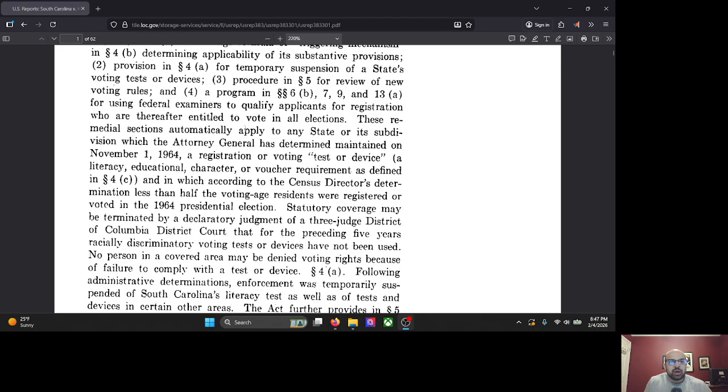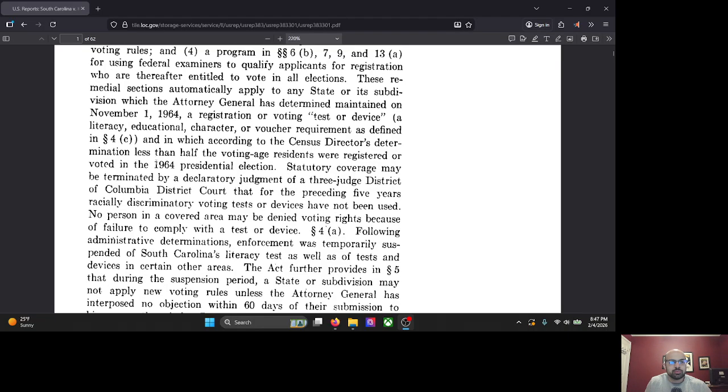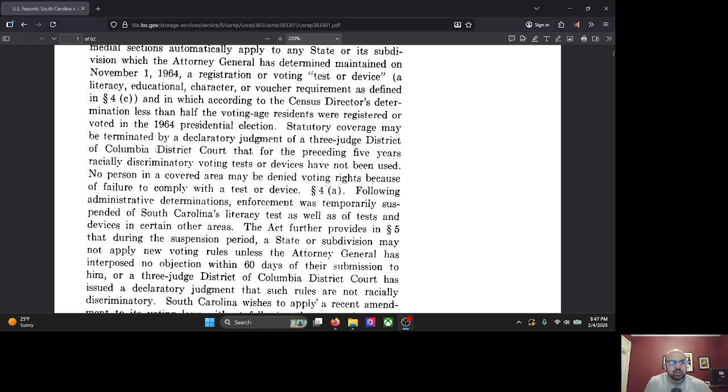These remedial sections automatically apply to any state or its subdivision which the Attorney General has determined maintained on November 1st, 1964, a registration or voting test or device, a literacy, educational, character, or voucher requirement as defined in subsection 4c, and in which, according to the Census Director's determination, less than half the voting age residents were registered or voted in the 1964 presidential election. Statutory coverage may be terminated by a declaratory judgment of a three-judge District of Columbia District Court that for the preceding 5 years racially discriminatory voting tests or devices have not been used.